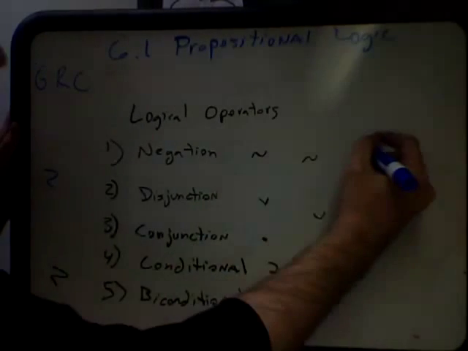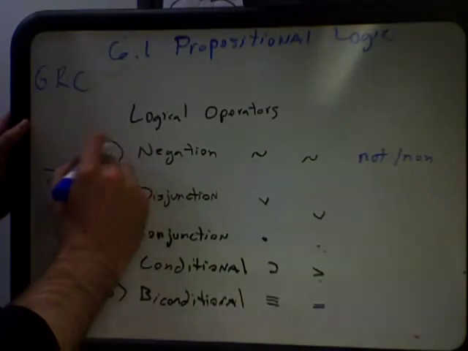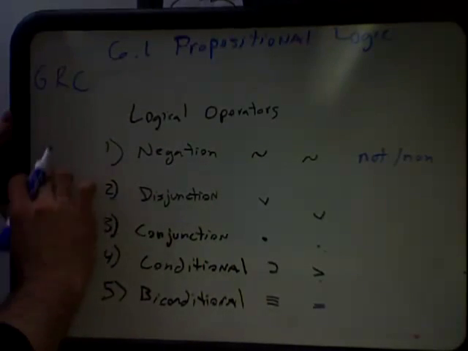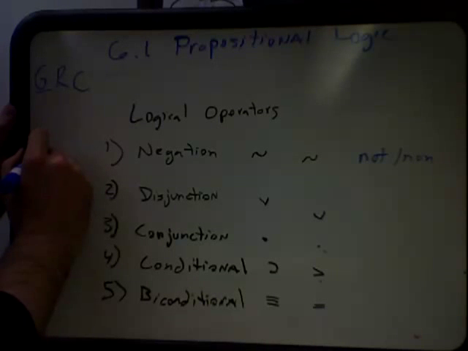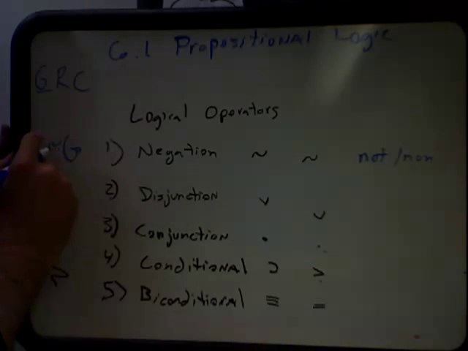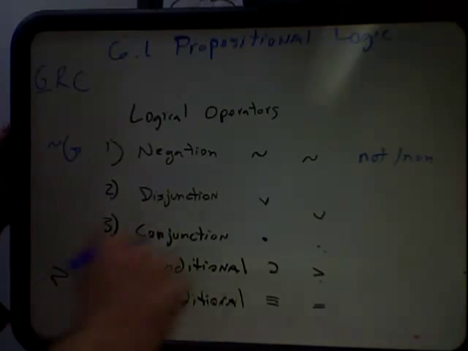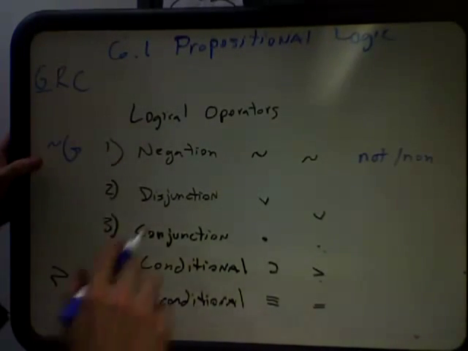Now, the tilde basically means not or non, right? Such that if I say, let's give our example here, let's start with the G, God exists. If I negate that symbol, it looks like this. Namely, this is saying that it is not the case that God exists, or namely, God does not exist, right?